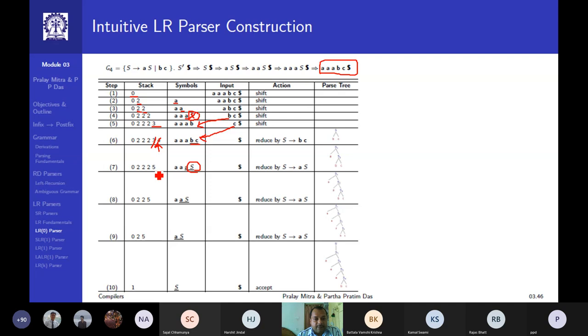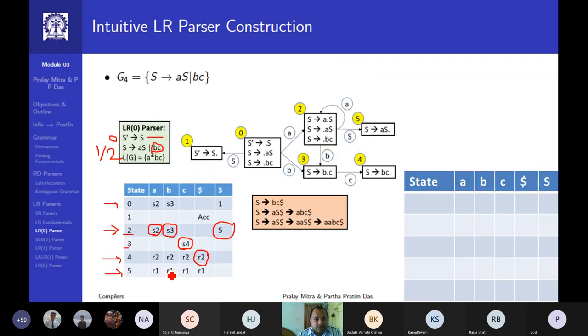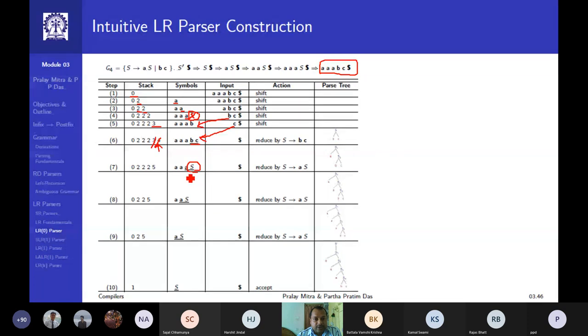Now after pushing 5, I see that input is dollar. So input is dollar, reduced by R1. So AS will be reduced to S. This AS will be reduced to S, and since one terminal and one non-terminal will be reduced from the symbol, 5 and 2 will be popped.